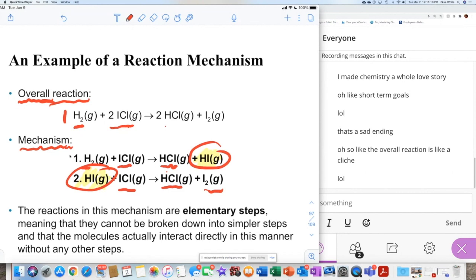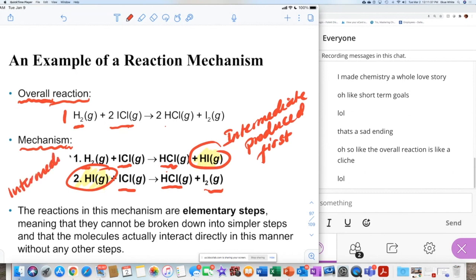So they show up here, they get made. So the intermediate is produced first. Out of nowhere, they're brought in, and then they're used.